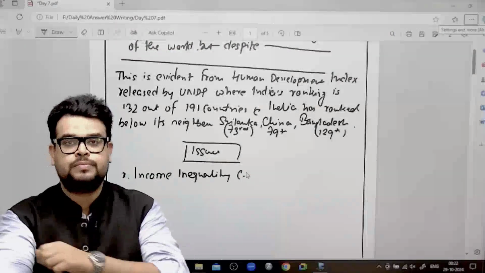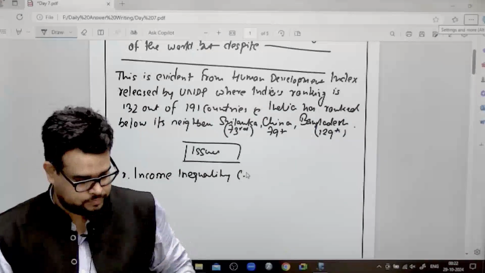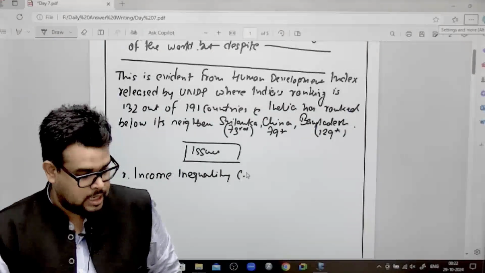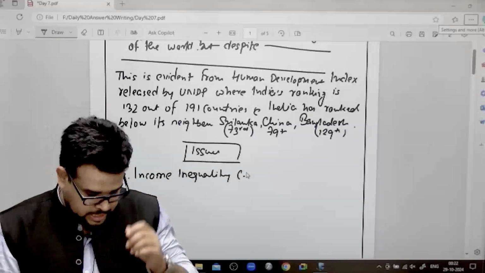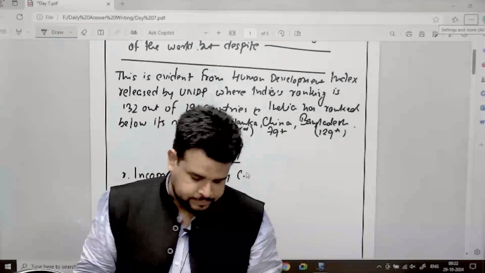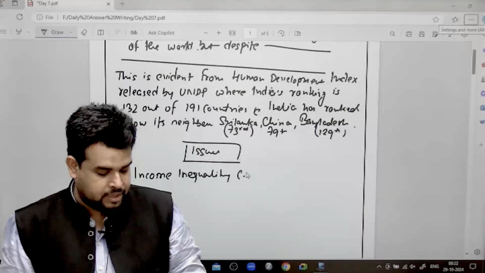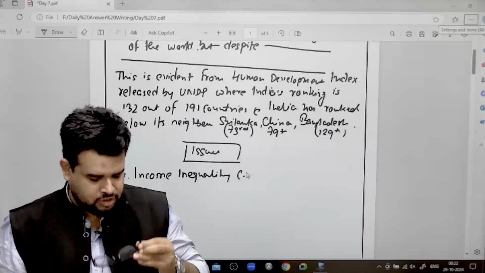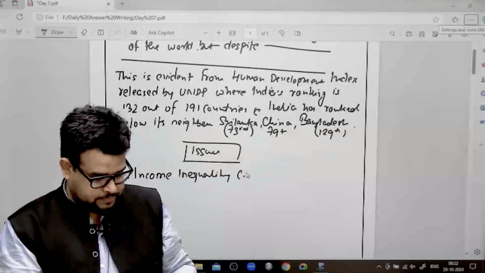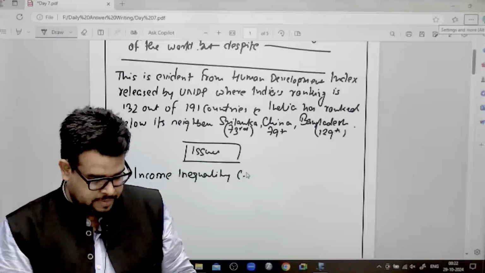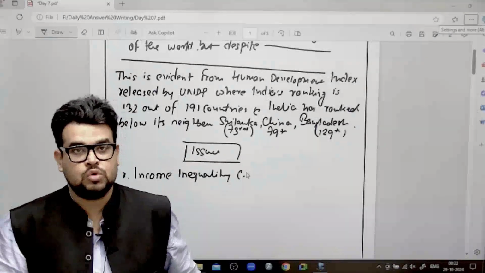Income inequality contributing to unequal distribution of wealth. Unequal distribution of wealth. Income inequality contributing to unequal distribution of wealth, not contribution. Write in brackets non-inclusive growth.